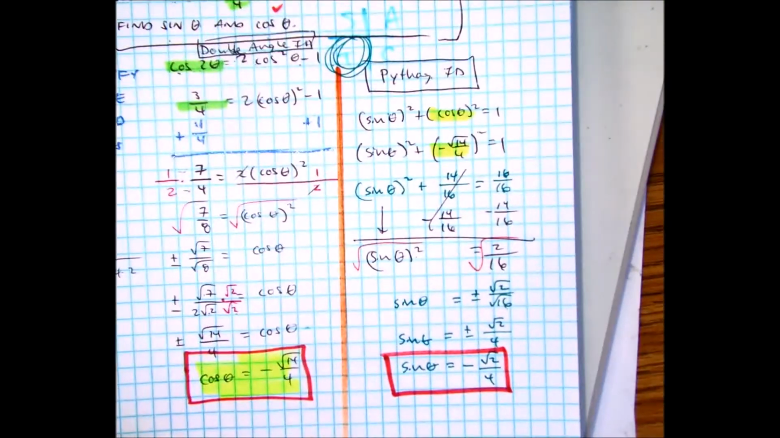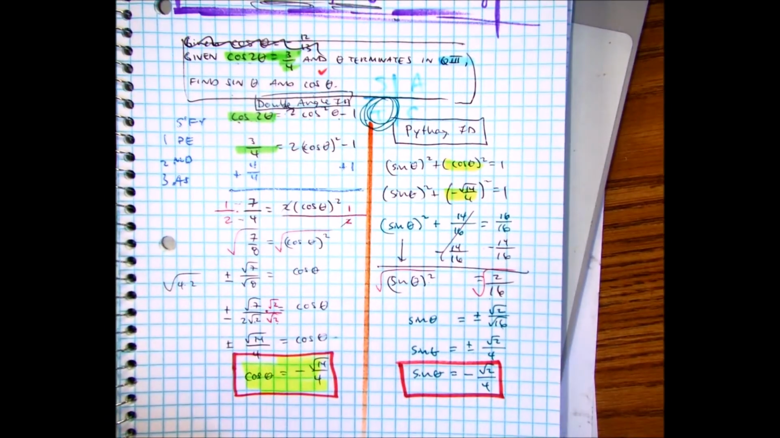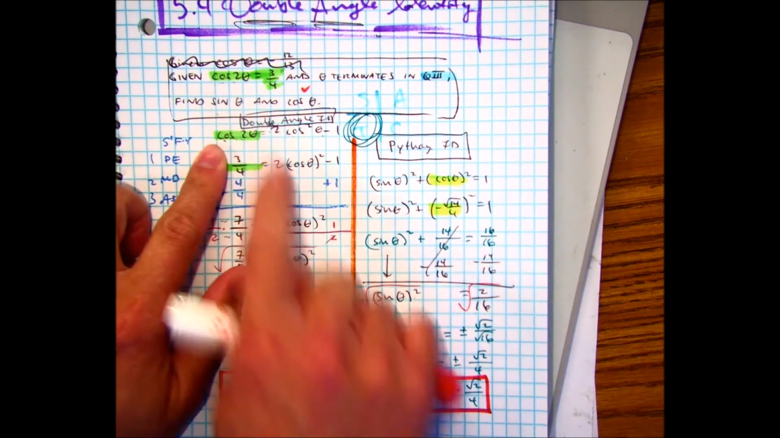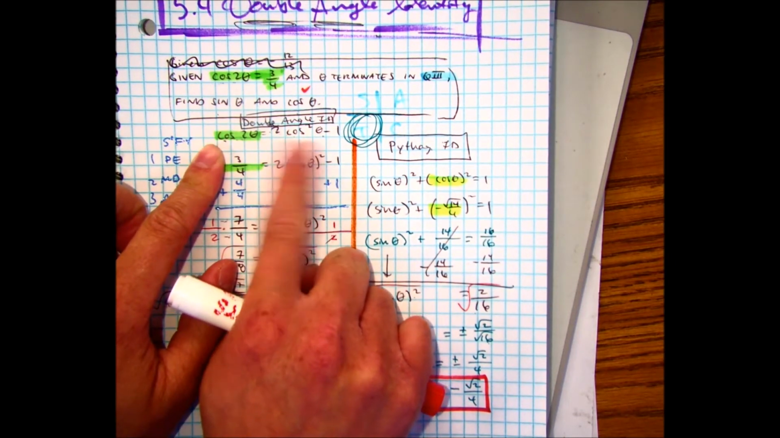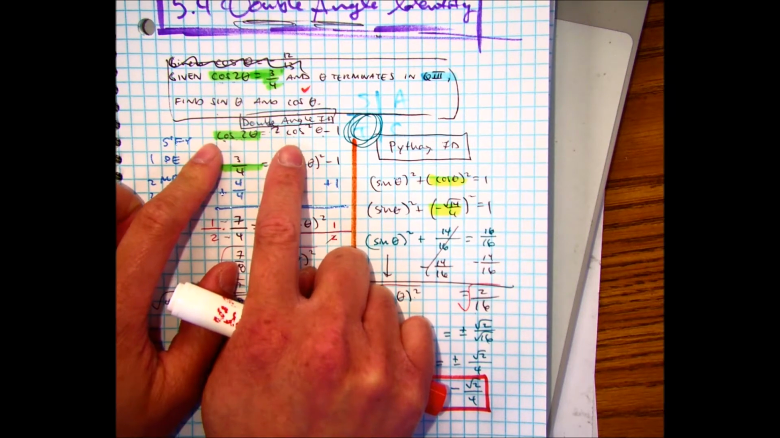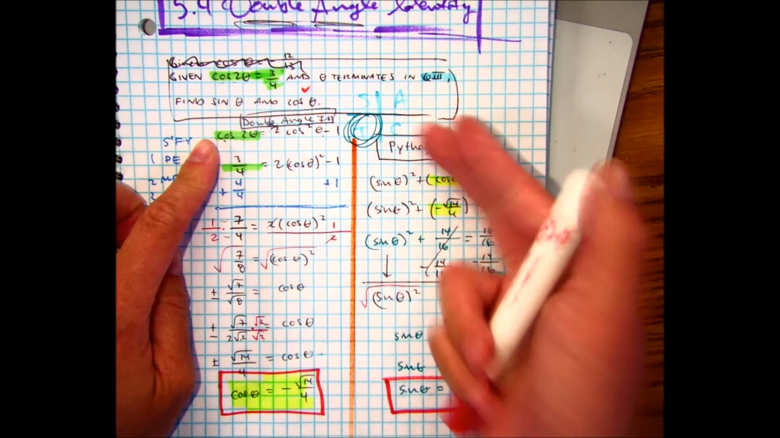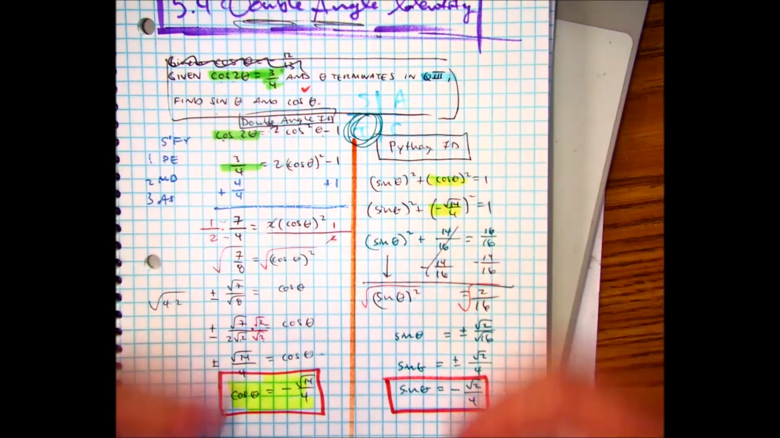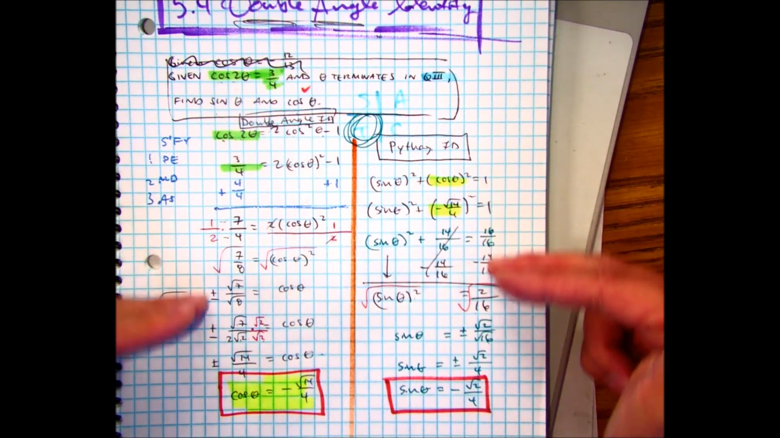So to review the problem, we started with the double angle identity. Write down one of the formulas. Think about what you would do. Here, I could have also used 1 minus 2 sine squared theta to solve for sine, and then we can use the Pythagorean identity to solve for cosine. So multiple ways of solving the problem, lots of algebra to simplify.